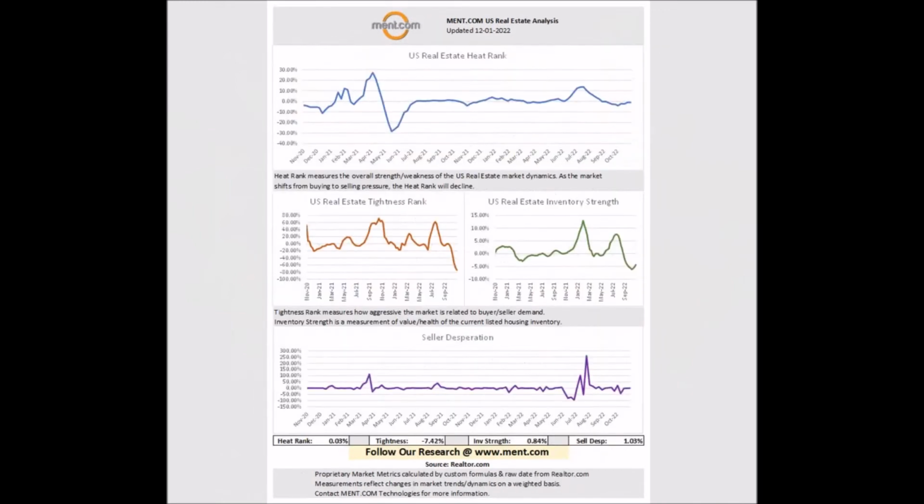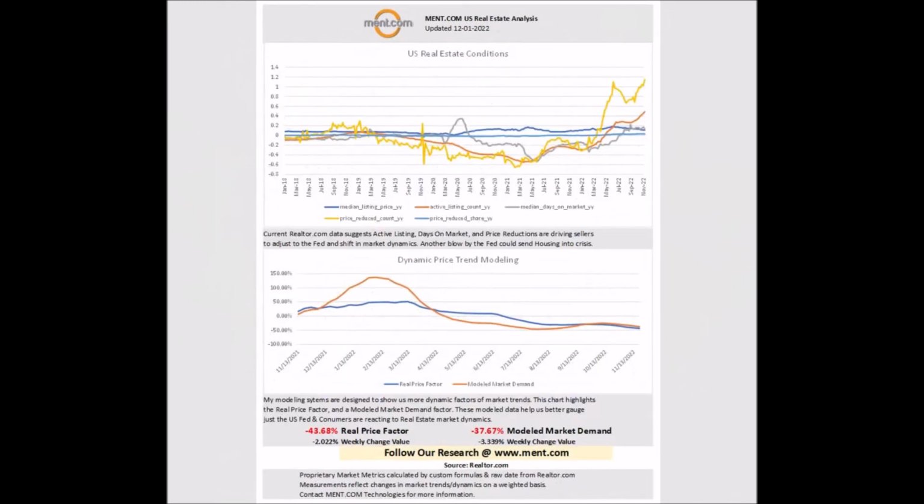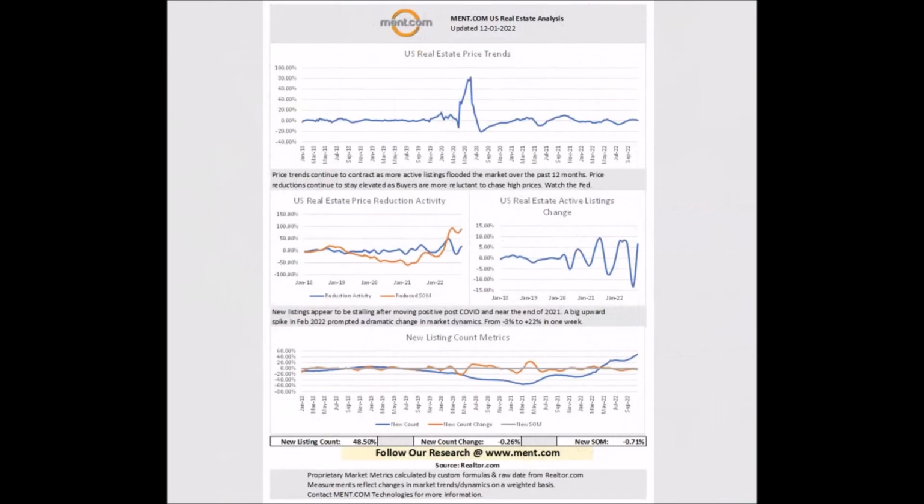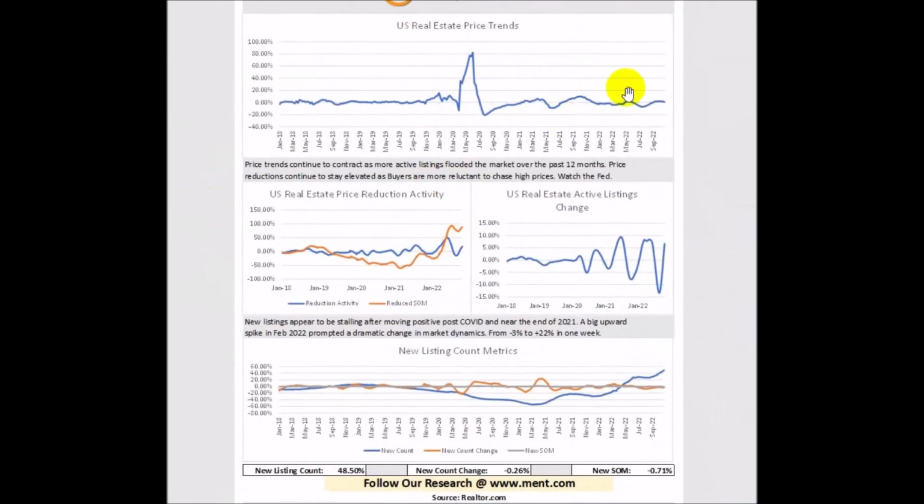Now, real estate, let me come over here. And so here we have the next. Price trends are flattening out, moving downward again. U.S. real estate price reduction activity is trending to the upside again. This is, again, modeled data here. So we have reduction activity and reduction share of market. Reduction share of market is close to 100%. And we have here activity is climbing again, back into positive 15-20% territory.